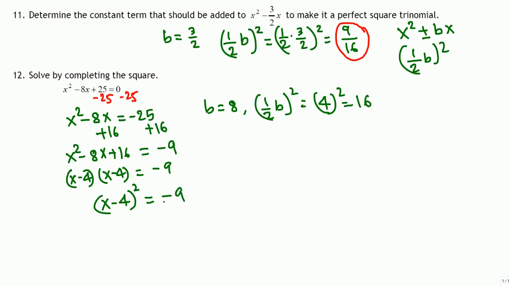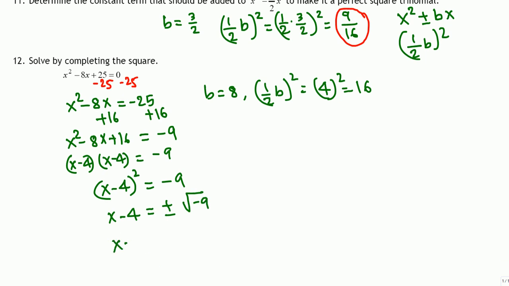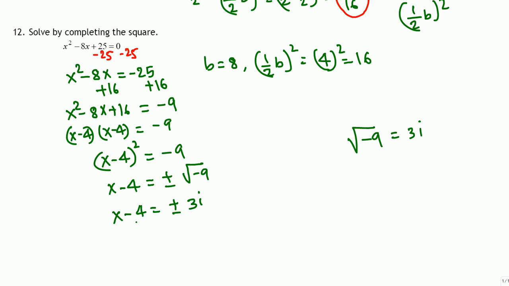Now we take the square root of both sides, and using the square root property, x minus 4 equals plus or minus the square root of negative 9. The square root of negative 9 is just 3i: the square root of negative 1 becomes i, and the square root of 9 is 3. So this is 3i, and move 4 to the other side to isolate x. So add 4 to both sides.